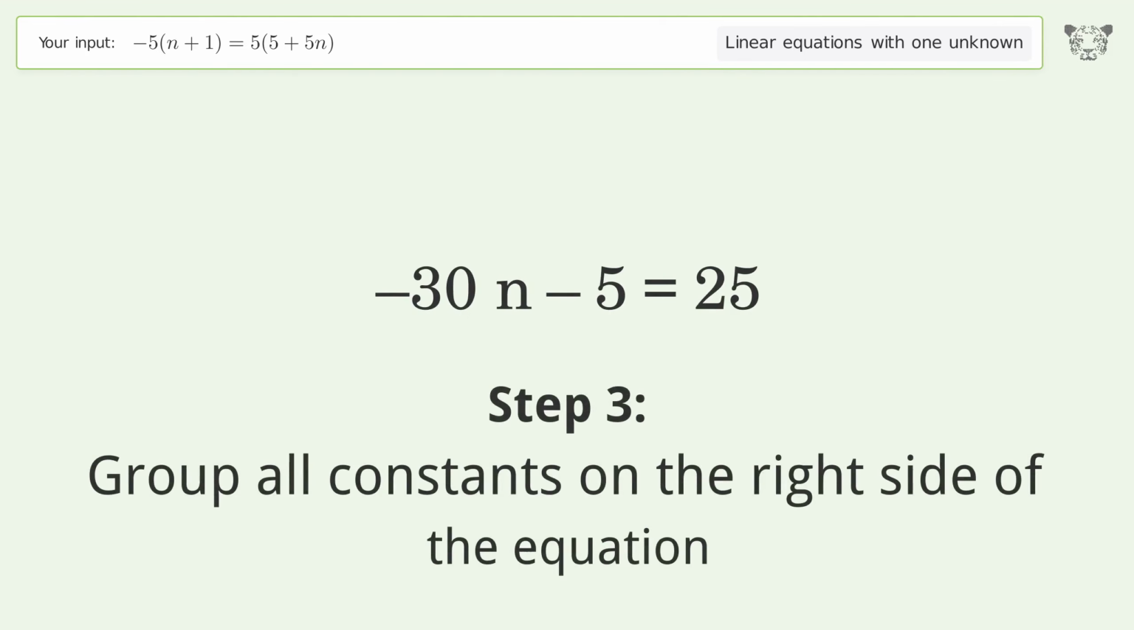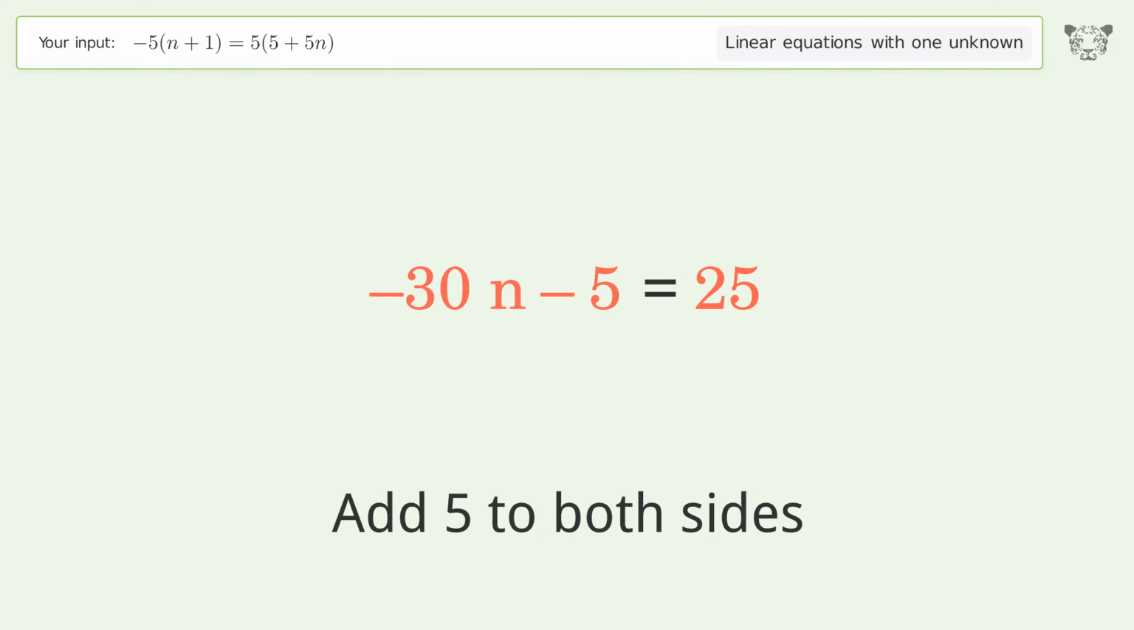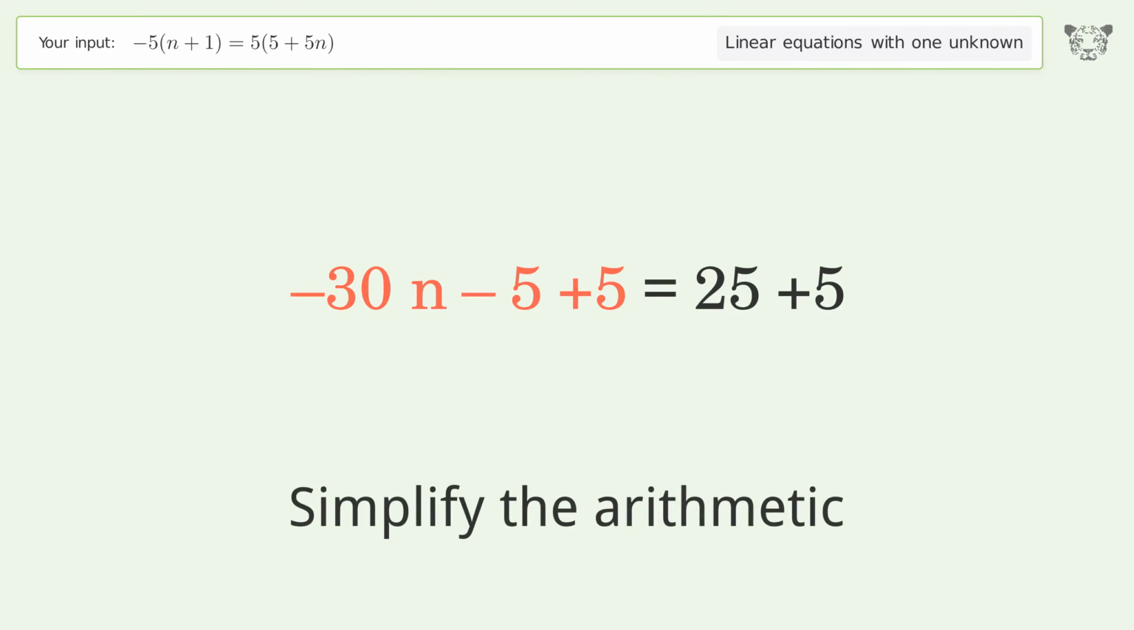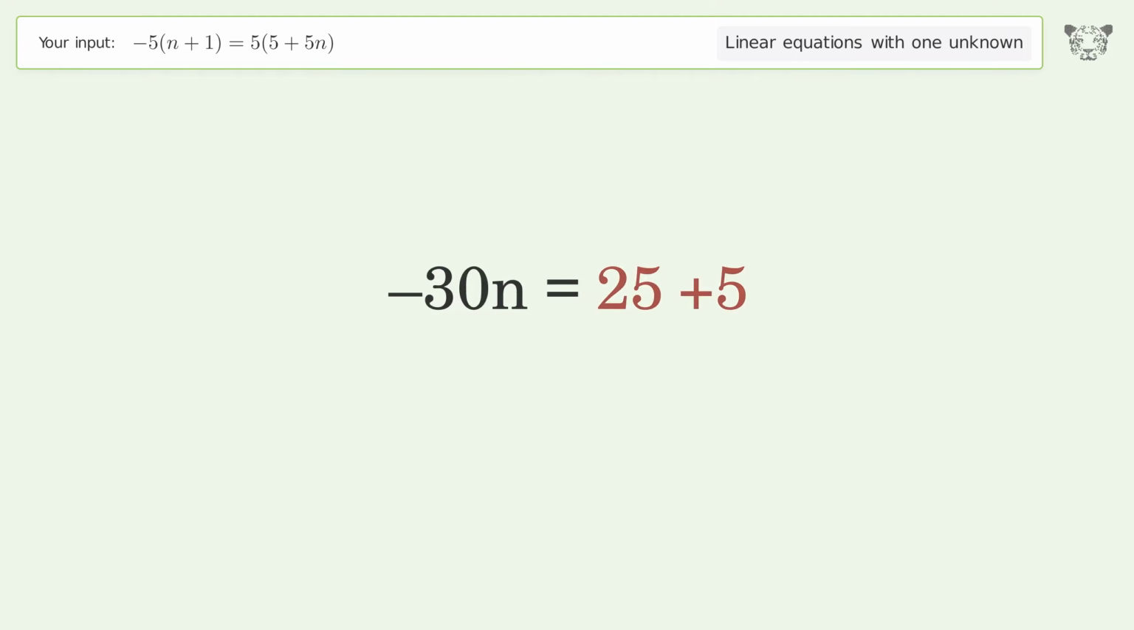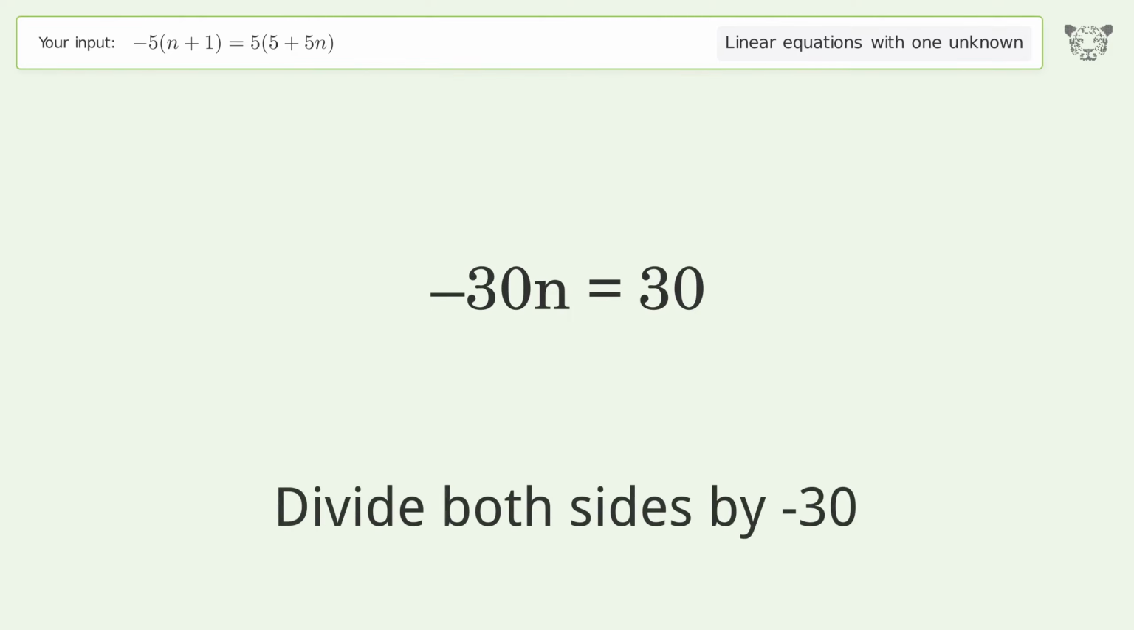Group all constants on the right side of the equation. Add 5 to both sides. Simplify the arithmetic. Isolate the n. Divide both sides by -30.